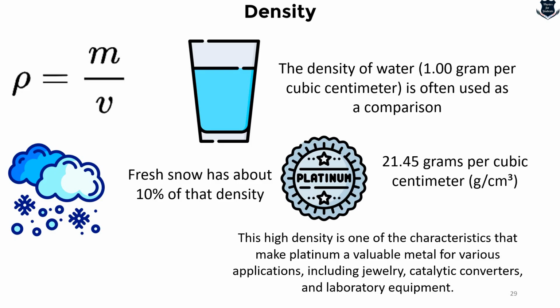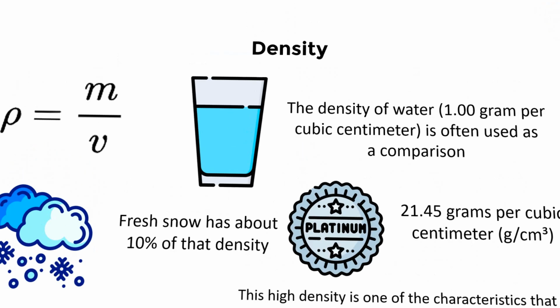So we get the density of water, which is mass over volume. Then we get fresh snow, 10% of that density, and platinum, which is 21.45 g per cm cube. So we take a pause on today's video, where we have covered the fundamentals of measurement, and we will go into the next part of the videos, which will cover the real physics and the real mathematics of classical mechanics.